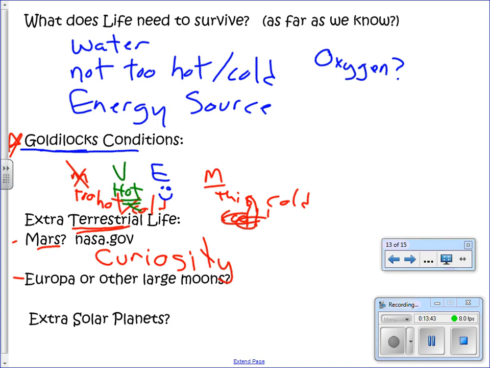Then there are also some moons of Jupiter and Saturn. Europa looks like it may have liquid water. Some of the other ones we talked about, Enceladus, they look like they could have those conditions.